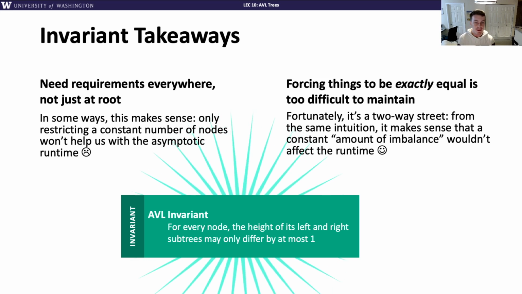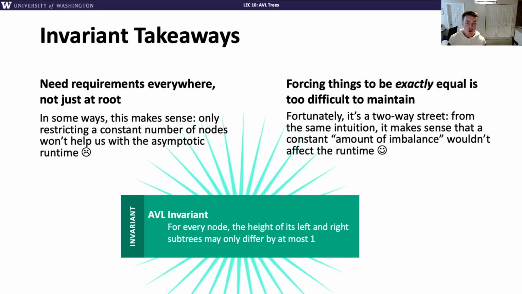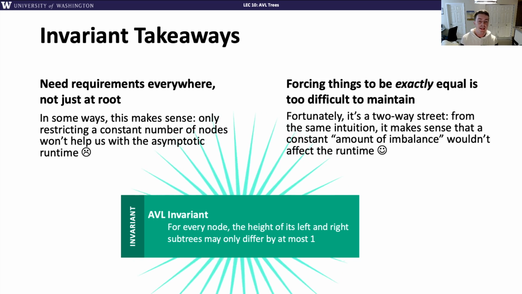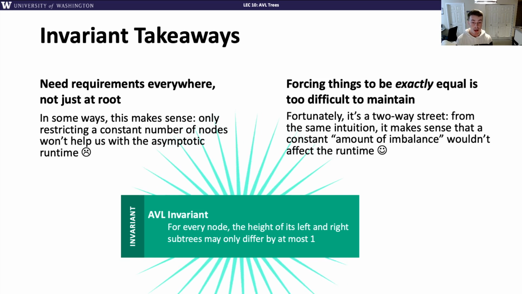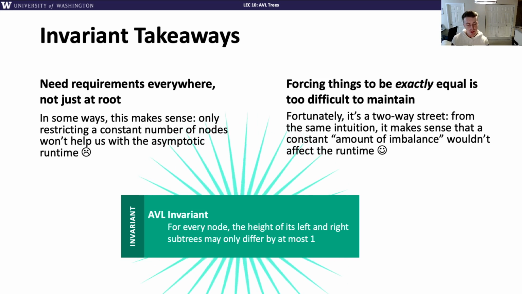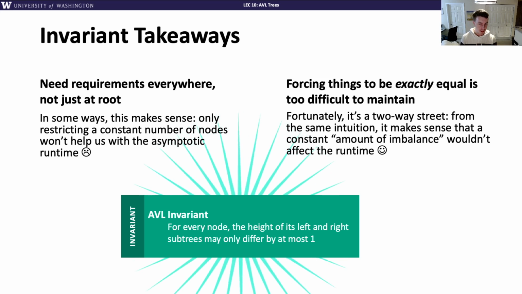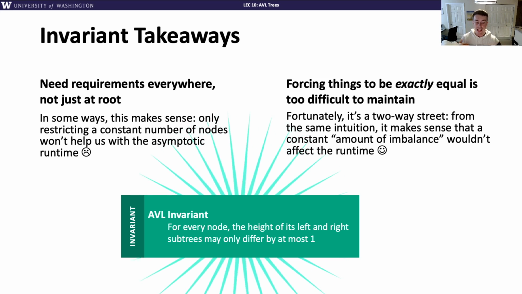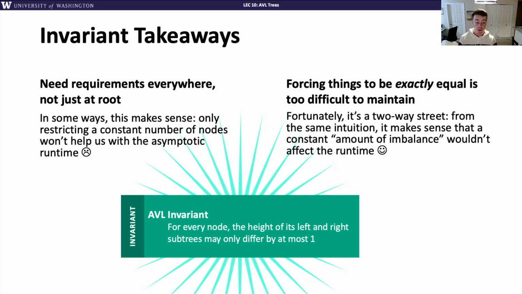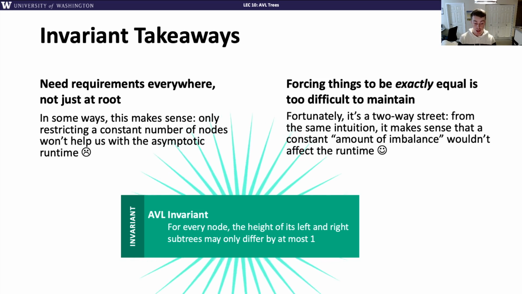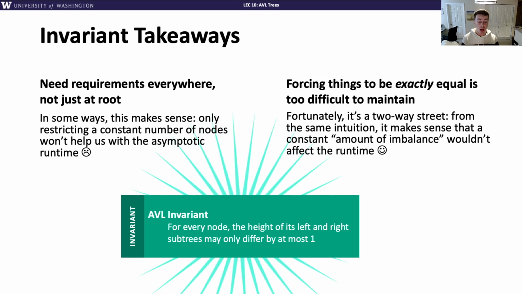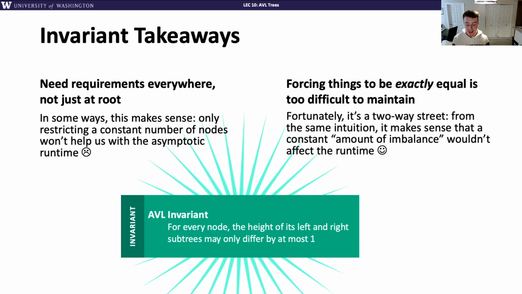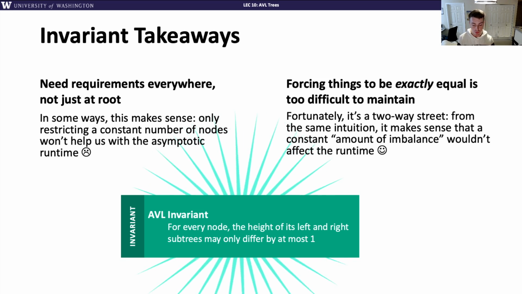So here's what the AVL invariant means. For every node, the height of its left and right subtrees may only differ by at most 1. This is similar to the recursively balanced case, except instead of saying the same number of nodes, we're saying that the heights have to be close, and we're not saying they have to be exactly equal. They're allowed to be off by at most 1. So this allows a little bit of wiggle room here.